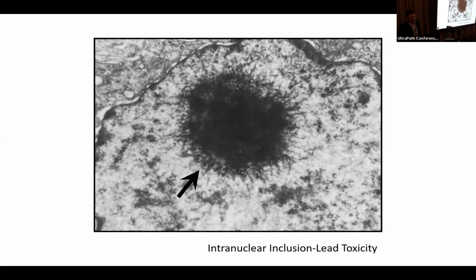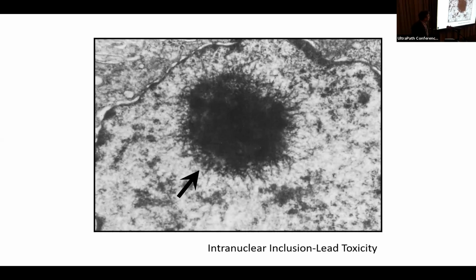Inclusions can also form de novo within the nucleus. Characteristic intranuclear inclusions are produced by some heavy metal toxins. This is kind of the distinctive appearance of a lead-induced inclusion.